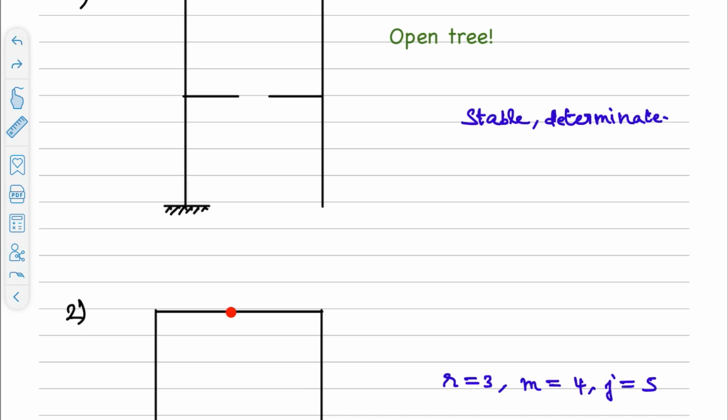Next, should we use the formula necessarily? No, because we can clearly see that this is an open tree. When I explained the open tree method, I told clearly that an open tree with all its arms open, without having any closed loop, is statically determinate, and hence there is no need of the formula. Directly, we can declare that this is determinate and stable.